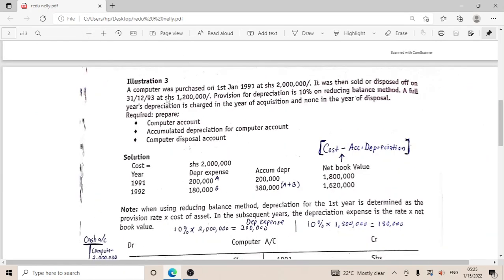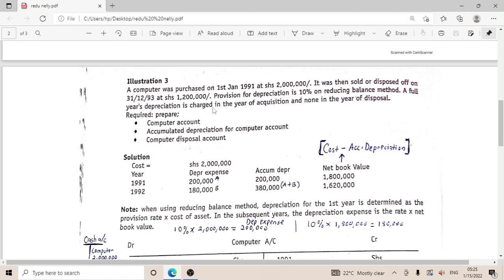They're saying a computer was purchased on 1st January 1991 at 2 million. It was then sold or disposed of on 31st December 1993 at 1.2 million. Provision for depreciation is 10% on reducing balance method, and a full year's depreciation is charged in the year of acquisition and none in the year of disposal. Our year of disposal was 31st December 1993.